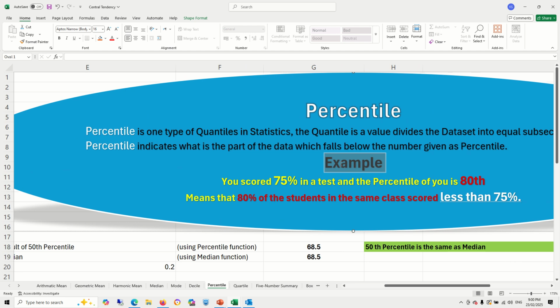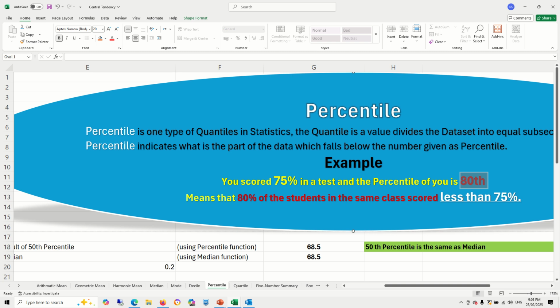So look at this example. You scored 75% in a test, and the percentile of you is 80th. That means simply that 80% of the students in the same class scored less than 75%. So percentile is not percentage.